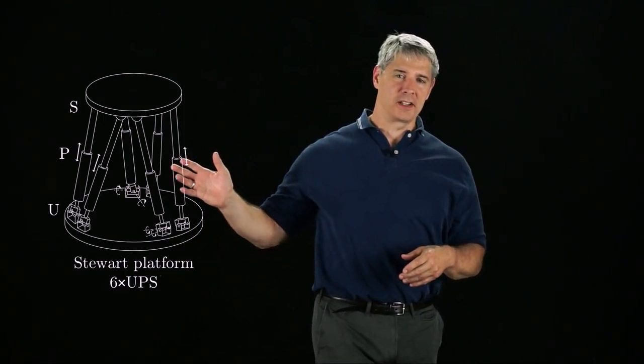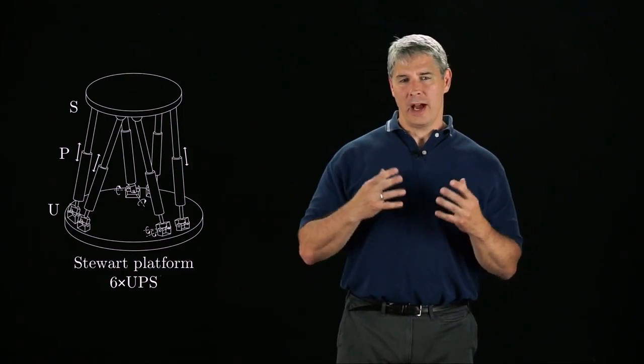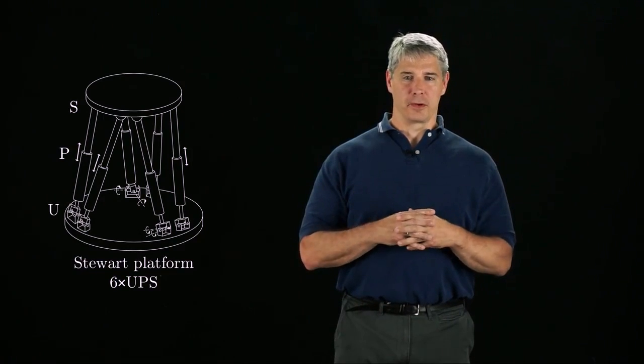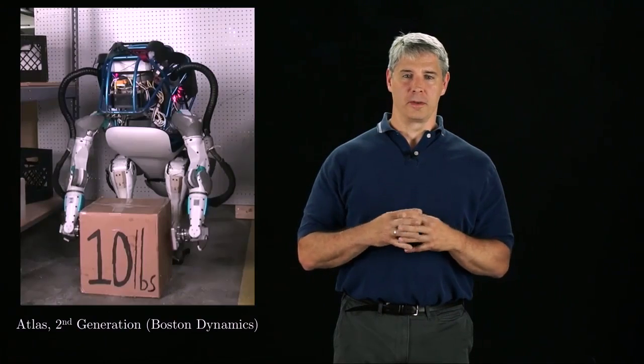We've been discussing the dynamics of open-chain robots. If the robot's motion is subject to constraints, however, like non-holonomic constraints due to wheels, or the loop closure constraints of parallel robots, such as the Stewart platform, we have to add forces that enforce the constraints. Another example of a robot subject to constraints is a humanoid robot.